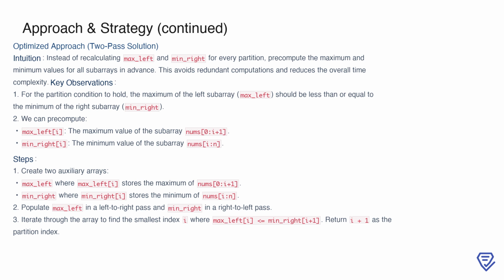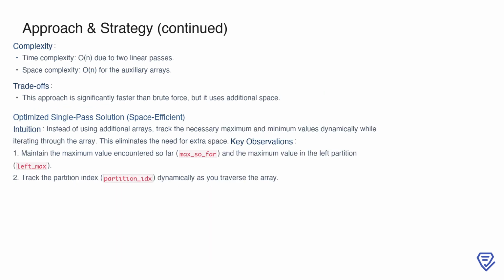Once these arrays are populated, we can efficiently find the partition index by simply iterating through the array and checking where the maximum value of the left subarray is less than or equal to the minimum value of the right subarray. This approach drastically reduces the time complexity to O(n) by avoiding redundant work, though it does involve additional space for the auxiliary arrays. The two-pass solution is a significant improvement in terms of time complexity, but it still requires extra space for the auxiliary arrays.